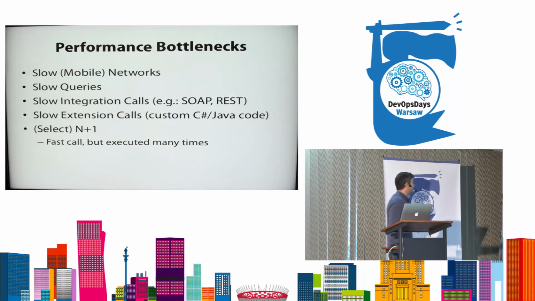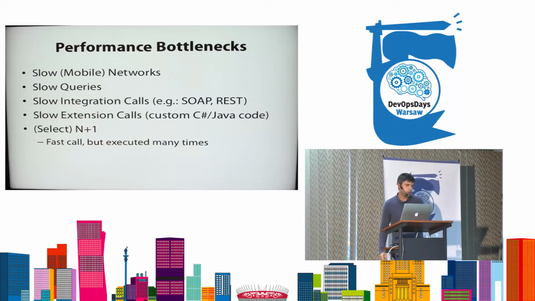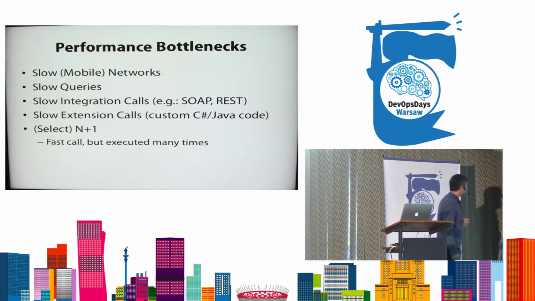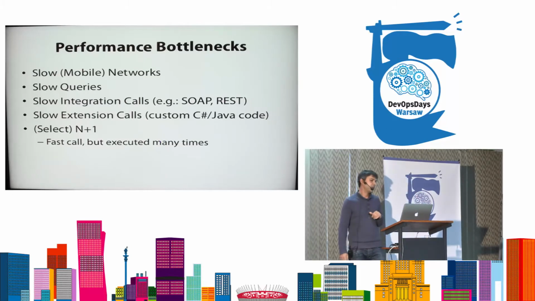So we decided to focus on measuring these things. So slow networks, try to identify slow networks, especially on mobile nowadays. Slow queries, slow integration calls or service calls, as you want. In our case, slow extension calls.